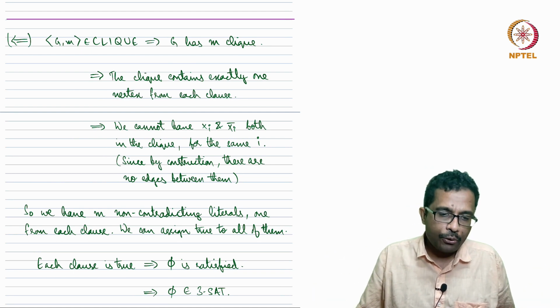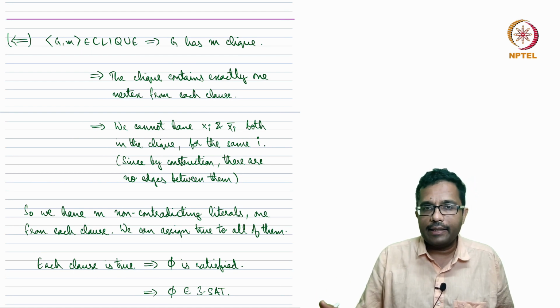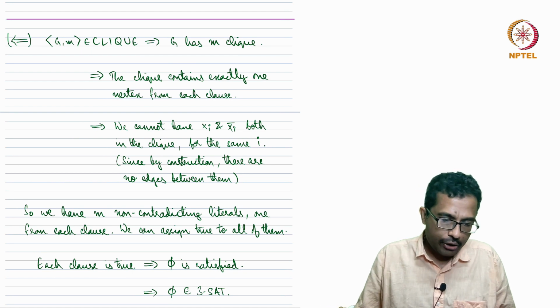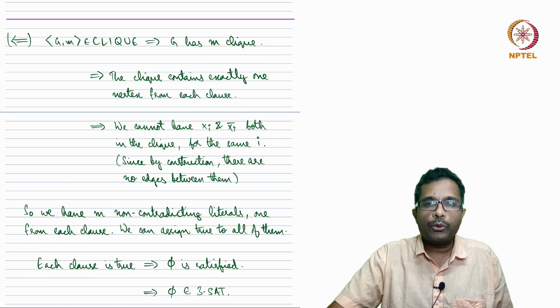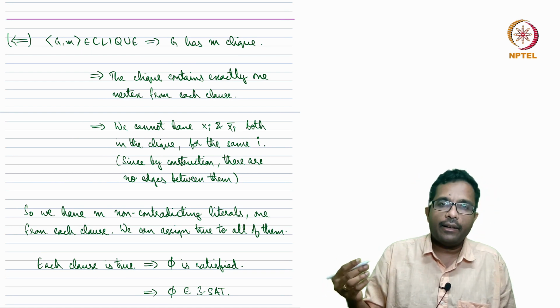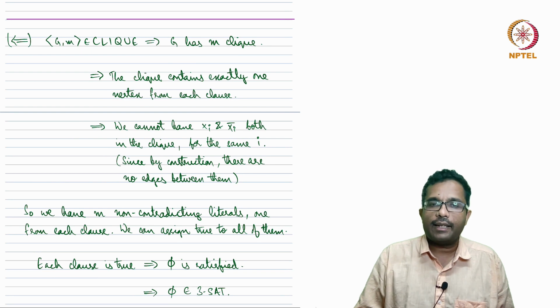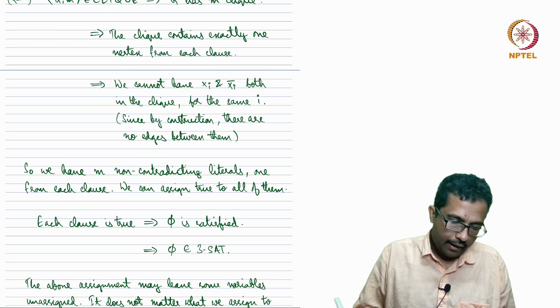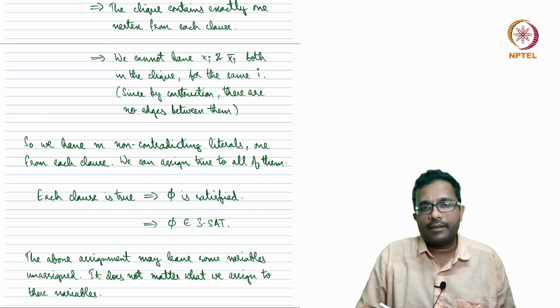So we assign true to all the m non-contradicting literals, and by the choice of the literals we picked exactly one true literal from each clause, or the clique contained one vertex from each clause which we set to true. So we have one true literal from each clause, so each clause is satisfied, right. And since each clause is satisfied, that means that the formula is in 3-SAT.